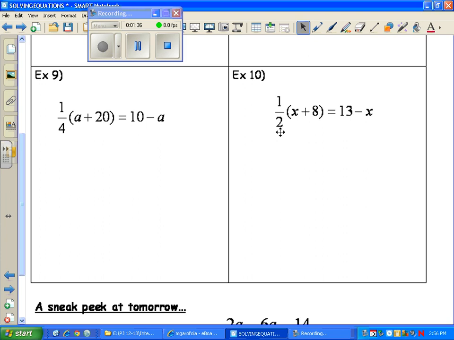In example 10, we have a fraction that needs to be distributed to a set of parentheses. 1/2 times (x plus 8), and then the right side of the equation is 13 minus x. Now, you could convert 1/2 to a decimal. It would be 0.5. But 1/2 to me isn't too bad a fraction to work with. It shouldn't be too scary. It's one we come across very often. So I'm going to stick with this as a fraction, 1/2. And the left side of the equation would be 1/2 x plus 4.